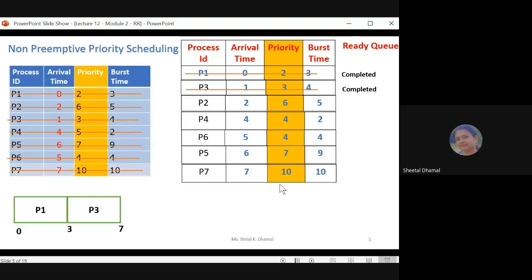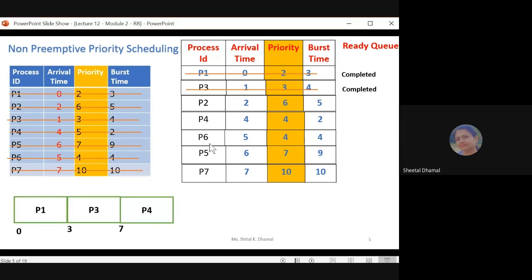There are processes which have the same priority, that is, process P4 and process P6. Now if both processes have the same priority, which process will you select here? Process P4 and P6 both have priority equal to 4. So what will I do here? I will select the process which arrived first, meaning I will select from P4 and P6 using the first come first serve basis. So which process do I have to select from P4 and P6? P4. Okay, so assign the processor to process P4.